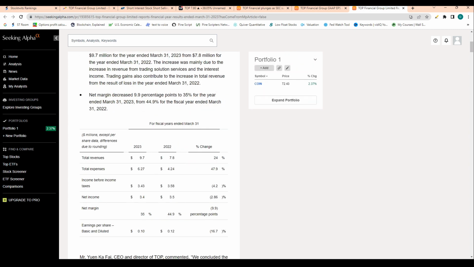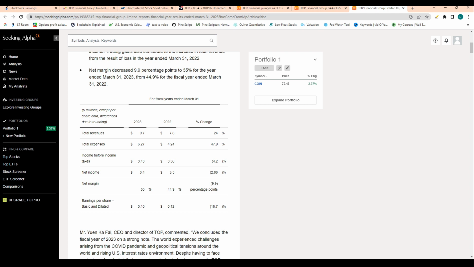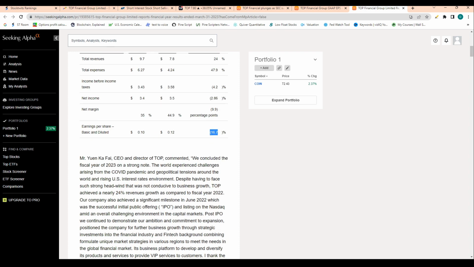So we also saw net margins decrease by 9.9% to 35% for the year from 44.9% from this quarter last year. So you can kind of see this all broken down here. Net income coming down a tad. Income before taxes coming down a tad. And then obviously earnings coming down a bit as well. Earnings dropping 16%, although it's only 2 cents.